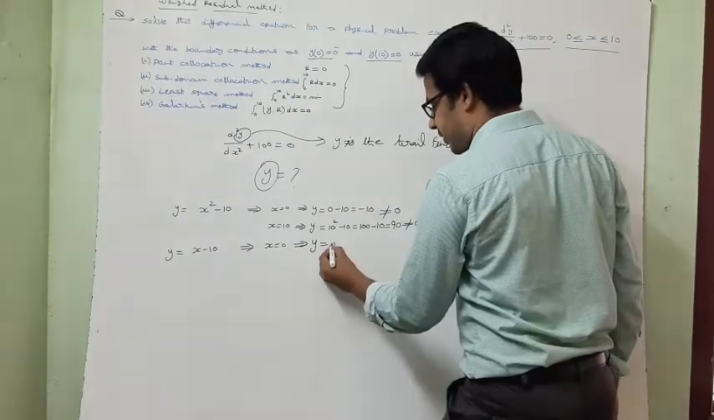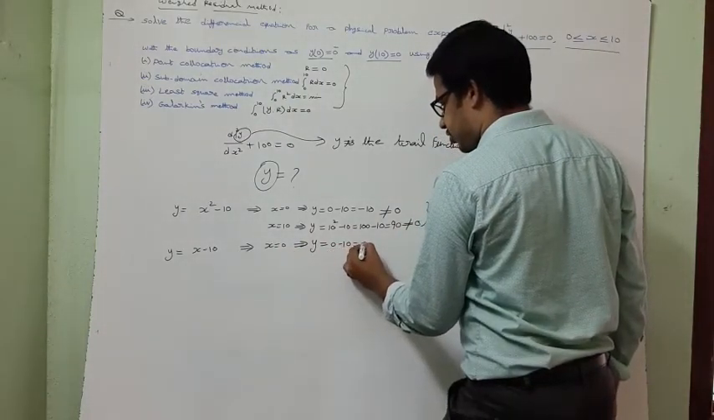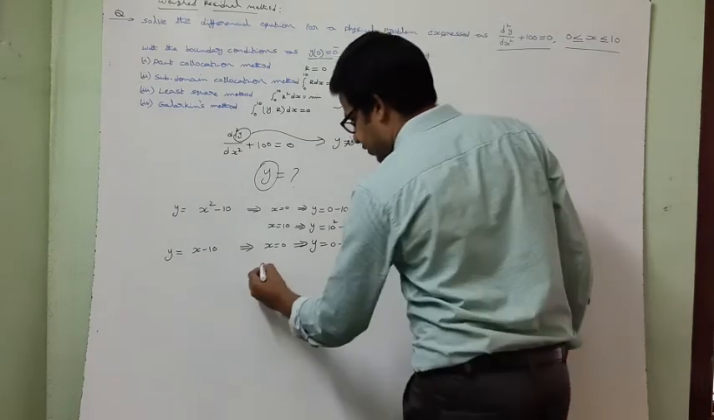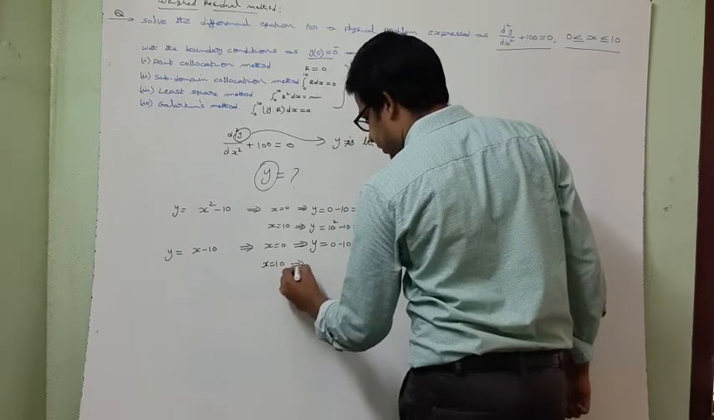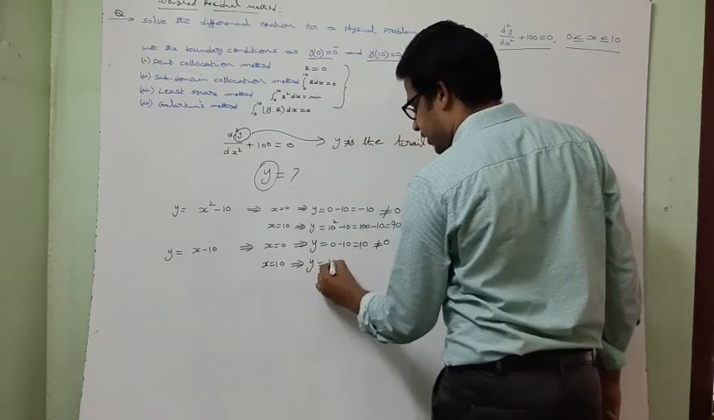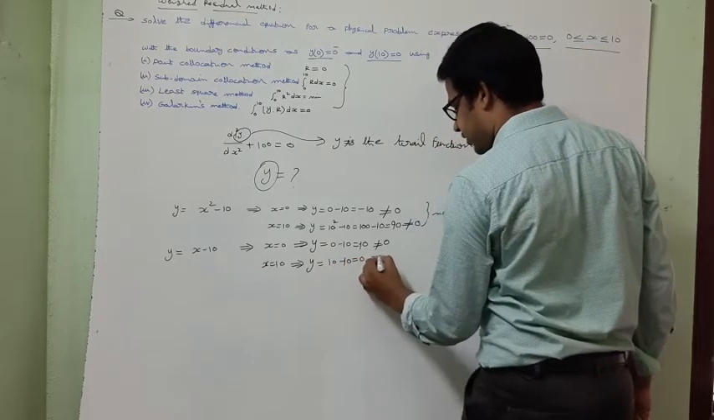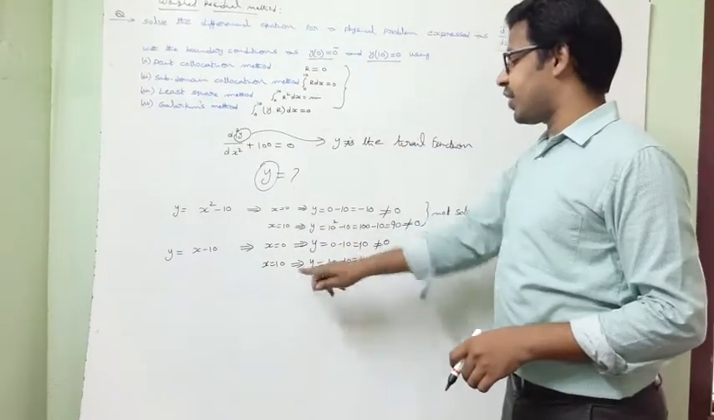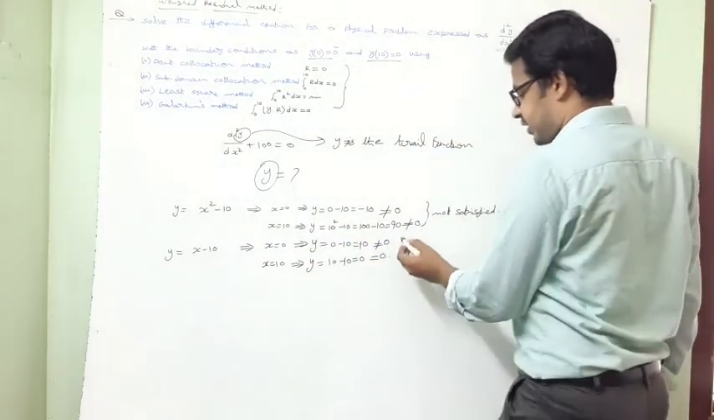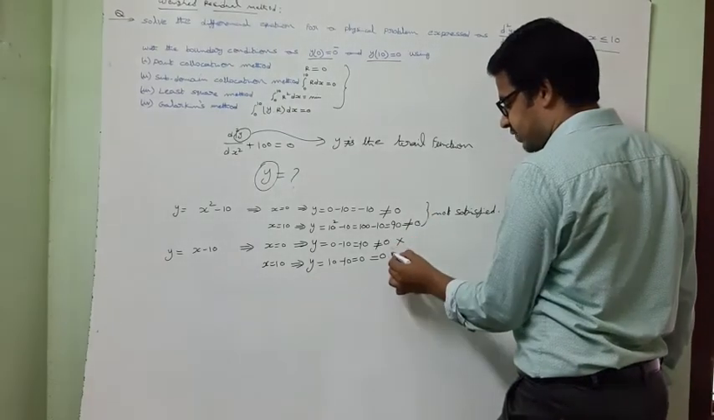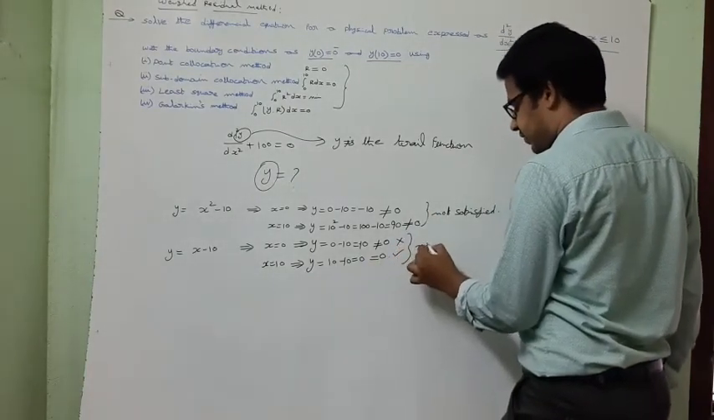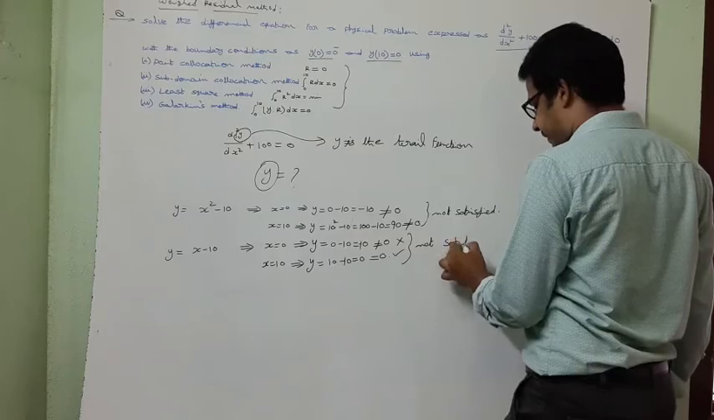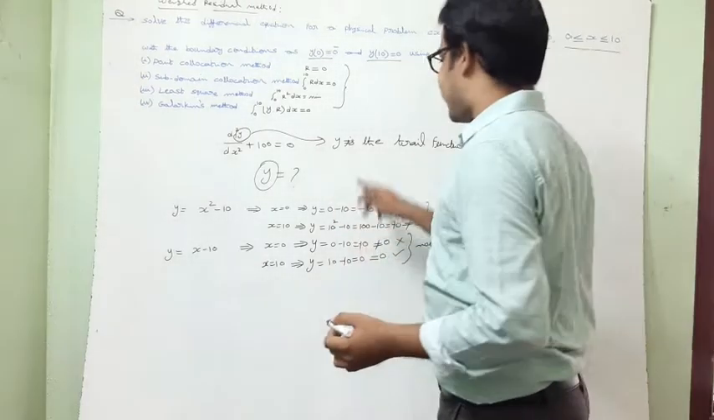For x = 0, y = 0 − 10 = −10, which is not equal to 0. For x = 10, y = 10 − 10 = 0, which is satisfied. So in this case x = 0 is not satisfied and x = 10 is satisfied. So this is the trial function.